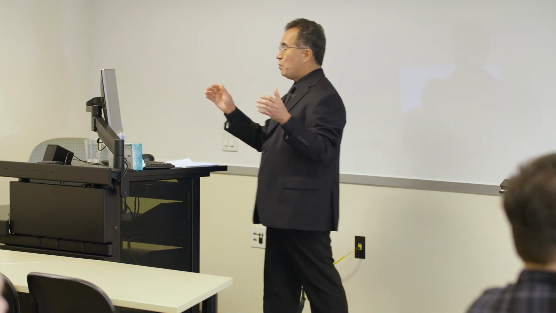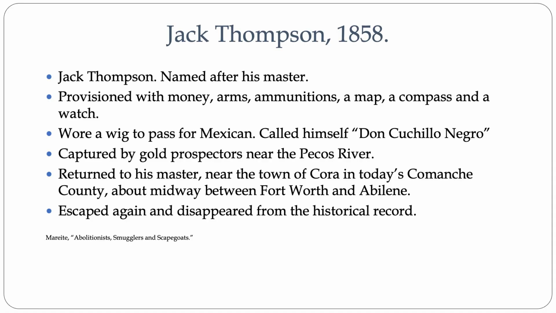This is the last example. Jack Thompson. This guy is just fascinating. He escaped. He was named after his master. He escapes with money, guns, munition, a map, a compass, and a watch. But he's not fully fluent in Spanish, so he makes himself a crude wig that doesn't really fool anybody. The wig is pretty crude.